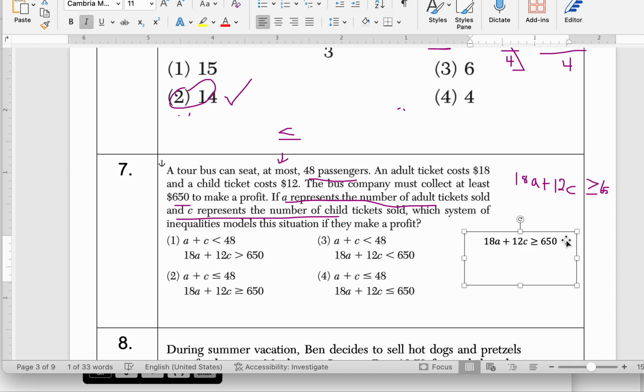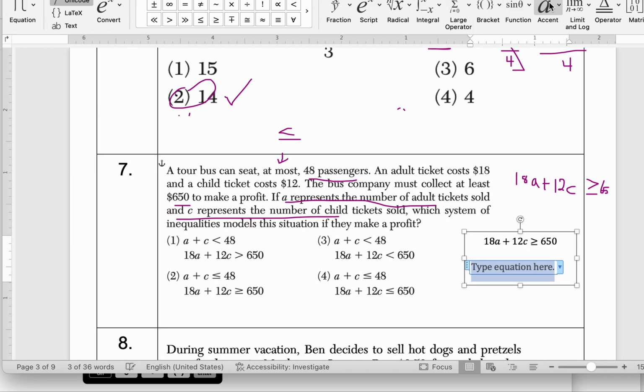Now, we know that there are adult seats and child seats. So we know we're going to have A plus C, however many adult seats plus how many child seats. And we're talking about passengers, the number of seats. It's going to be less than or equal to 48. All I did was take the information they gave me and translate it to an equation.